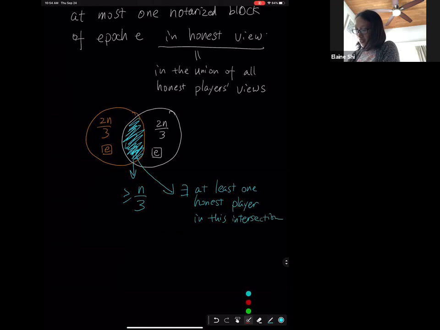And because this honest player voted for both the orange and the white, it has to be the case that the orange block is the same as the white block. Okay, so I'm just going to leave it at this because this is something we had already proven a couple lectures ago. Now I'm going to use this to prove consistency.